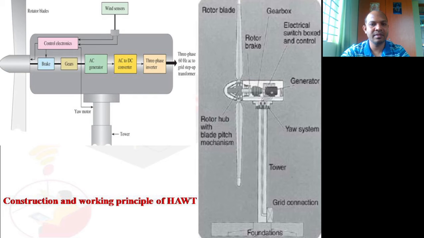Now in the right side figure, what we can see is the rotor hub with a blade and a pitch mechanism. This is the foundation. This is a grid connection. There will be an entry here, and this is what we call the tower, and this is what we call the yaw system. What is a yaw system? A yaw system is something like my hands. It will yaw like this. It will yaw like this. This is called yawing.